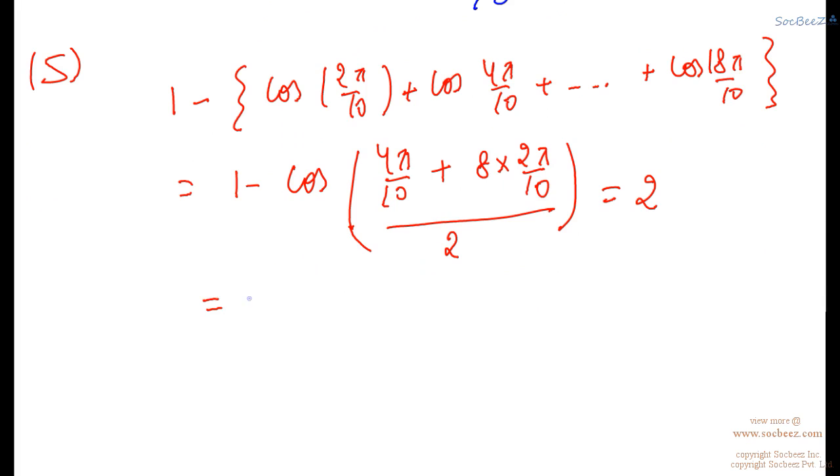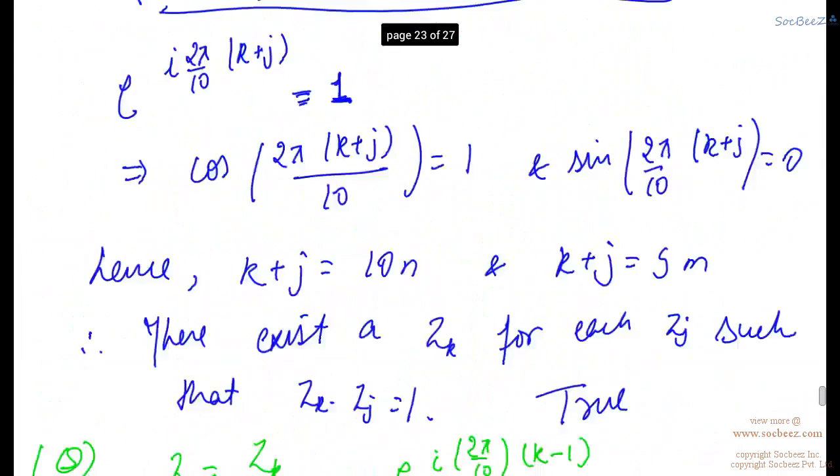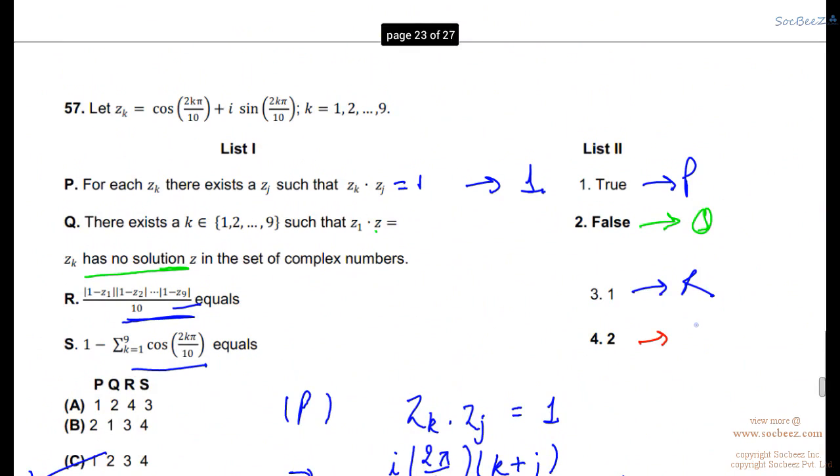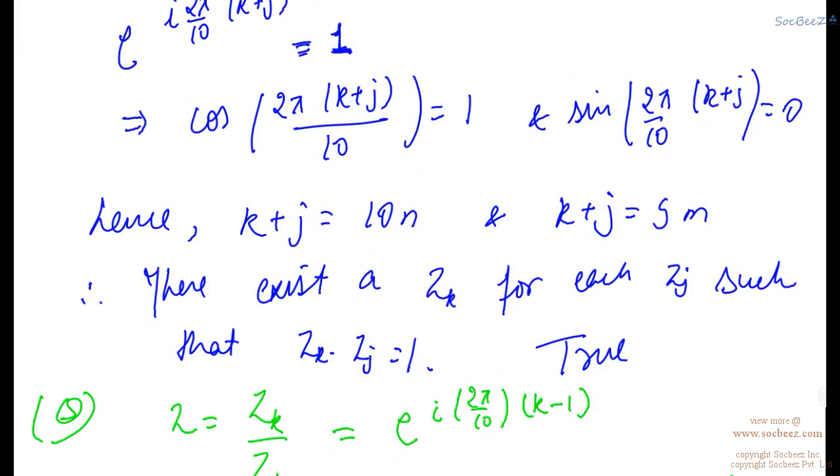Okay, this will be cos pi. So we can write here 1 minus cos pi. So this becomes 2. Okay. So S corresponds to 4 here. So the correct option here in this case is, this corresponds to 4. So the correct option here is option C.